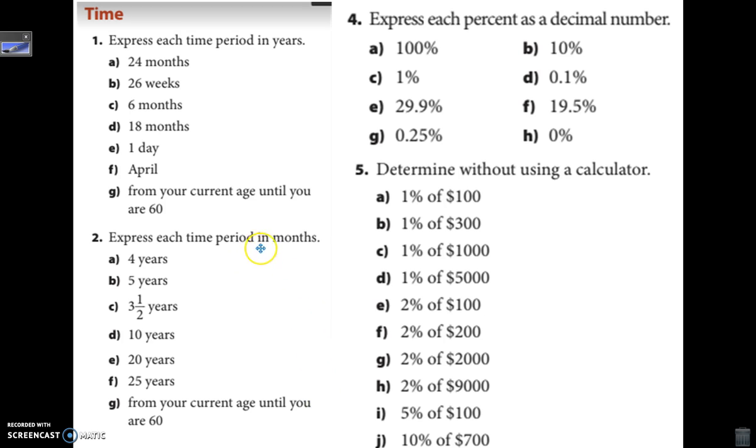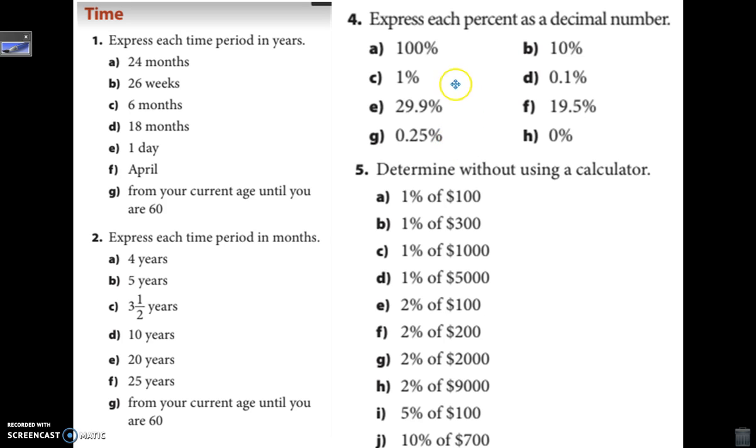So you could multiply your years by 12 and figure out how many months that would be. So 4 years times 12, or 5 times 12. 5 times 12 is 60. 4 times 12 is 48. We could figure out all these numbers. Sometimes we buy cars and we have to make monthly payments on them over, let's say, 60 months. That's a 5-year plan.